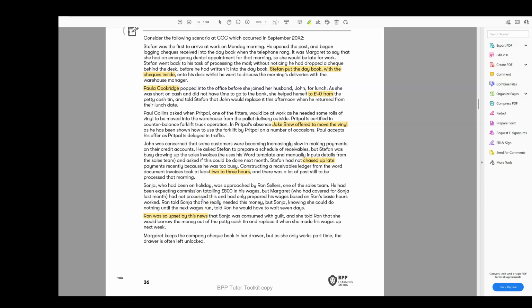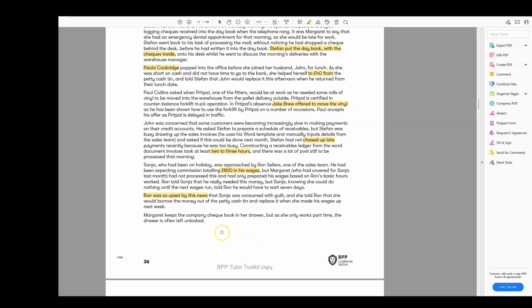Also, you can see here, one of the sales team had been expecting commission of 800 in his wages, but Margaret, who had covered for Sonja, had not processed it. So basically, no senior manager has told about this commission. It's basically Ron who informed Sonja. So obviously, Ron can say a wrong figure, but Sonja needs to get authorization from the manager or from someone else who can confirm yes, this is the commission. So this is a weakness for an organization.